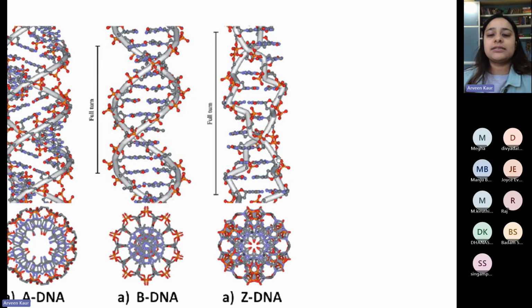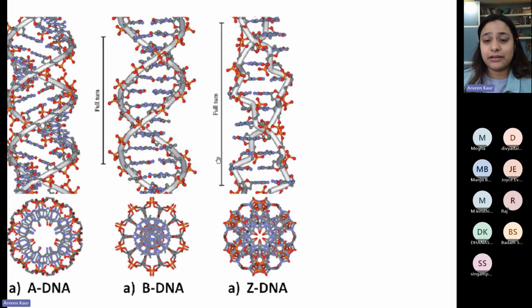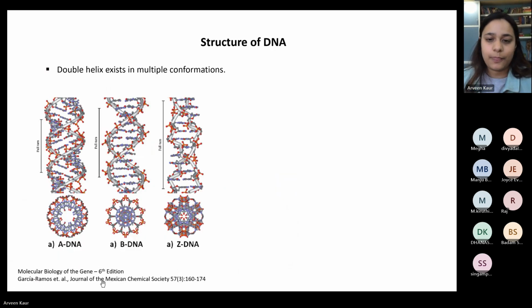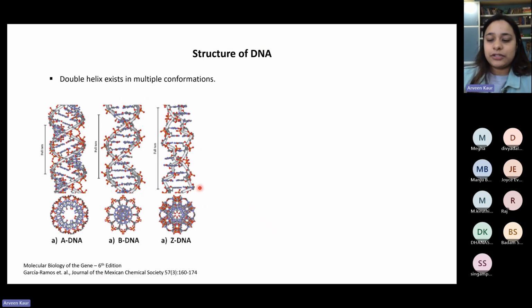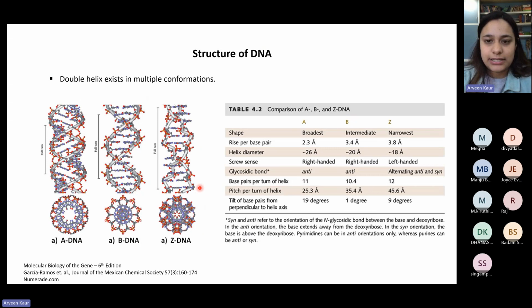The only difference over here is the zigzag kind of alternating structure that is present, and along with that, instead of being a right-handed helix like the other two, A and B, it is a left-handed helix, right? Z-DNA. So these are some of the conformations in which the DNA double helix can exist. This is one of the tables. It is not a very information-intensive one. There are much better tables that you can get. This is just an example.